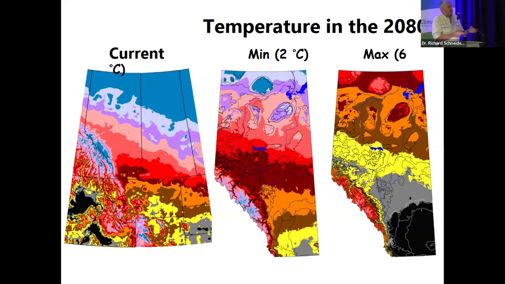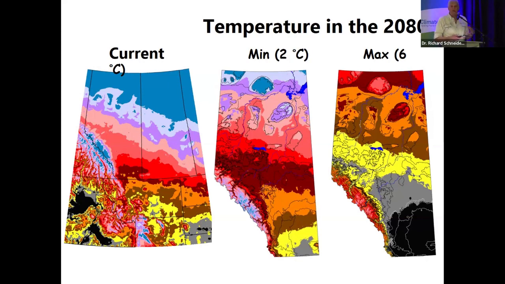Obviously everything else shifts up. What about the southern parts of Alberta and Saskatchewan, Manitoba for that matter? Well, if you start to see these colors here, you have to go to southern Montana and South Dakota to start seeing equivalent temperatures today.